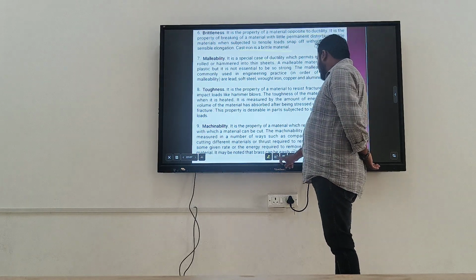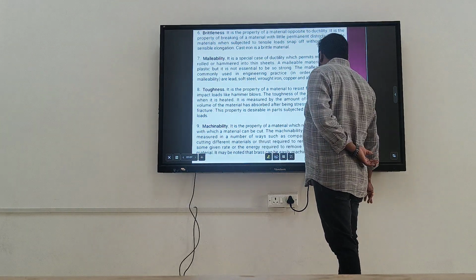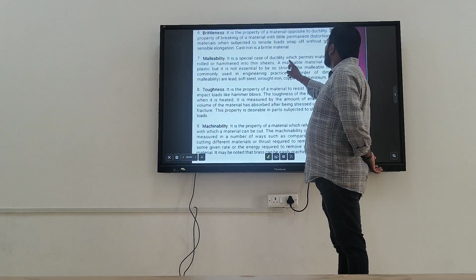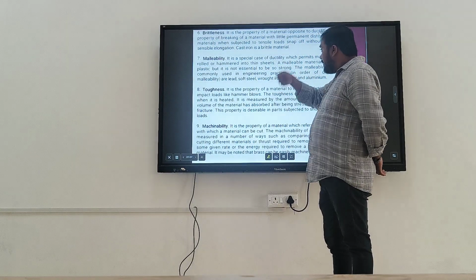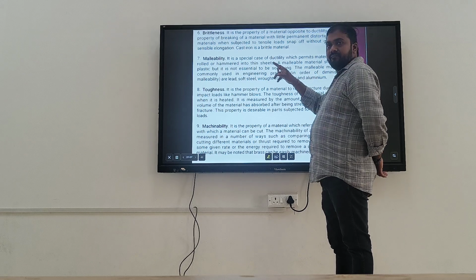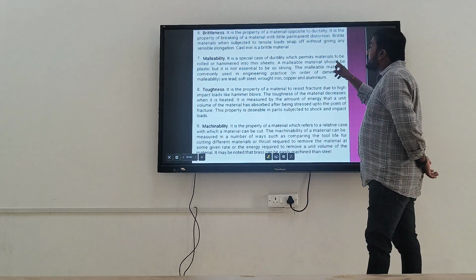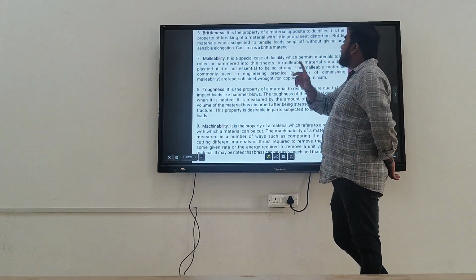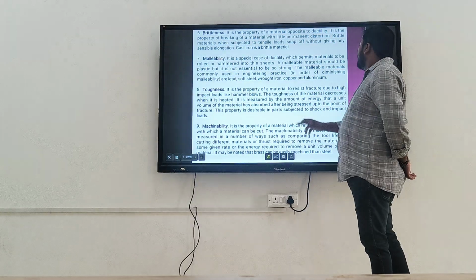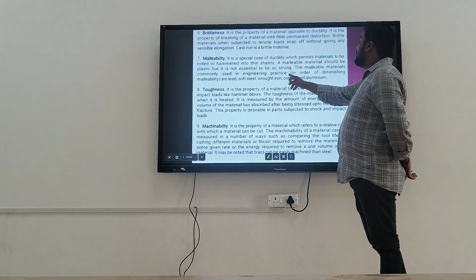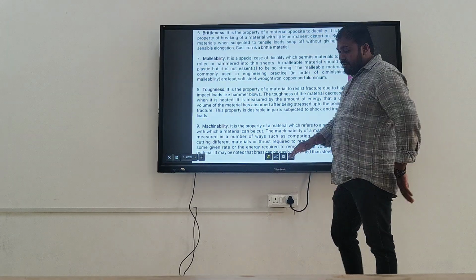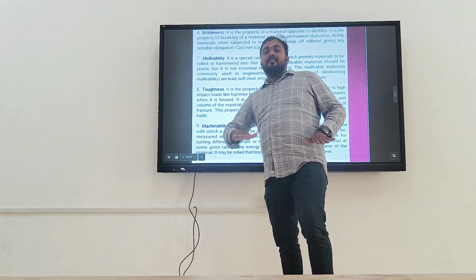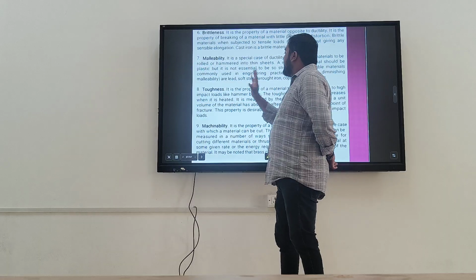Malleability. It is a special case of ductility which permits metals to be rolled or hammered into thin sheets. A malleable material should be plastic, but it is not essential to be strong. The malleable metals commonly used in engineering practice are lead, soft steel, wrought iron, copper and aluminum, for making sheets. What is toughness?